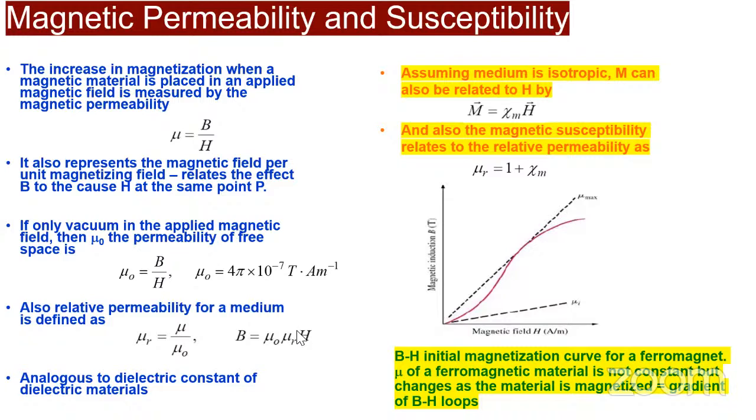Now, this particular term is analogous to the dielectric constant, which is very frequently used in the case of dielectric materials. Similarly, in terms of susceptibility, M by H is the susceptibility. The BH initial magnetization curve of a ferromagnet gives you the value of the initial permeability, and when it reaches the maximum, it gives the value of the maximum permeability.